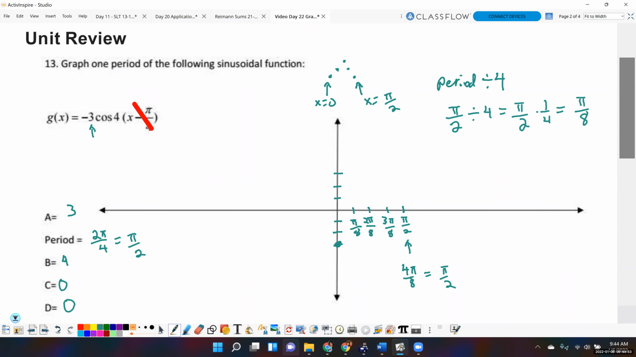So let's put down the other points. The first point lands at the minimum. The second point lands at the midline, then the maximum, the midline, and then the minimum. And then I could continue this if I wanted. Please make sure when you graph your function, because it's a cosine, you immediately curve back up from your minimums.